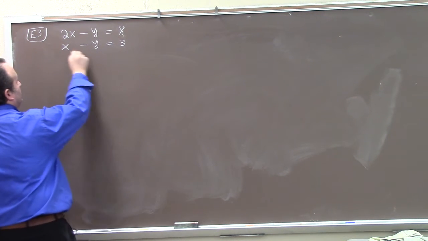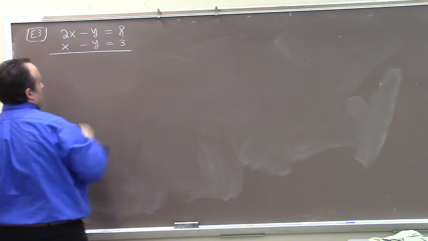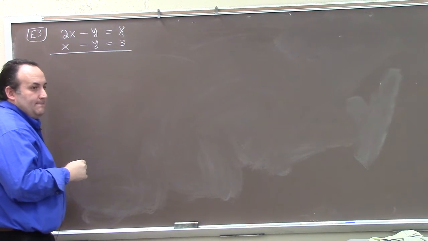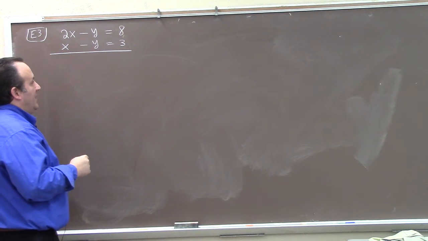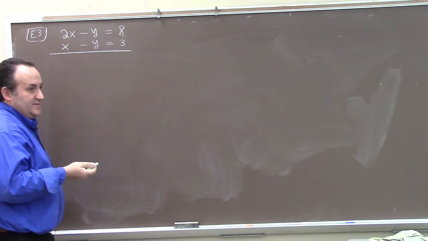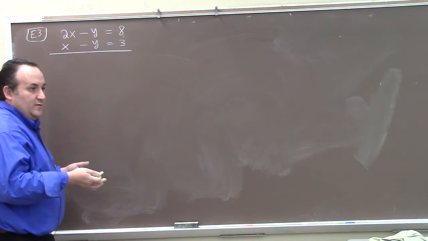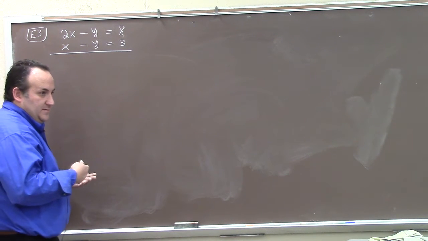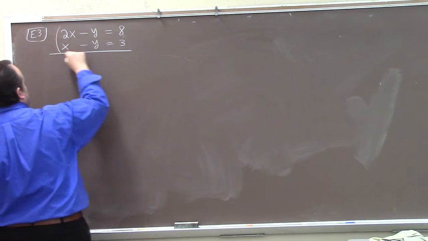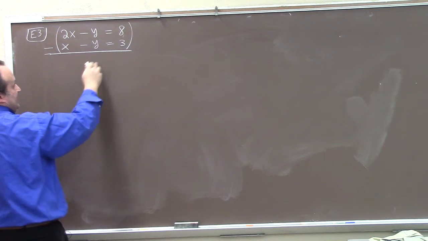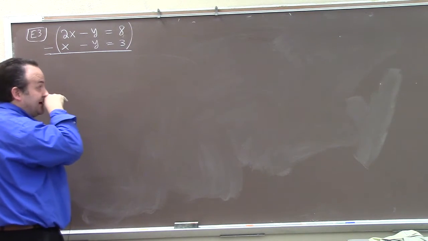Okay, so how about this? Do you guys have a suggestion for me? What should I do here? Well, adding won't help, right? If I add the equations, minus y plus minus y just gives me minus 2y. What if I subtract the equations, though? I can subtract equations, which means I subtract the left-hand side from the left-hand side, and the right-hand side from the right-hand side.